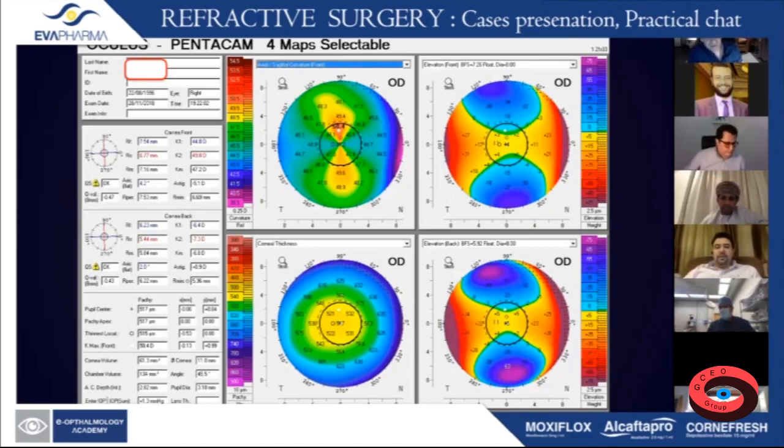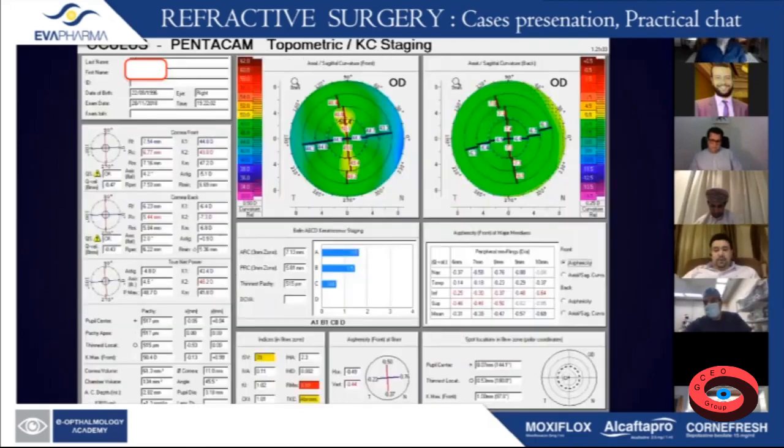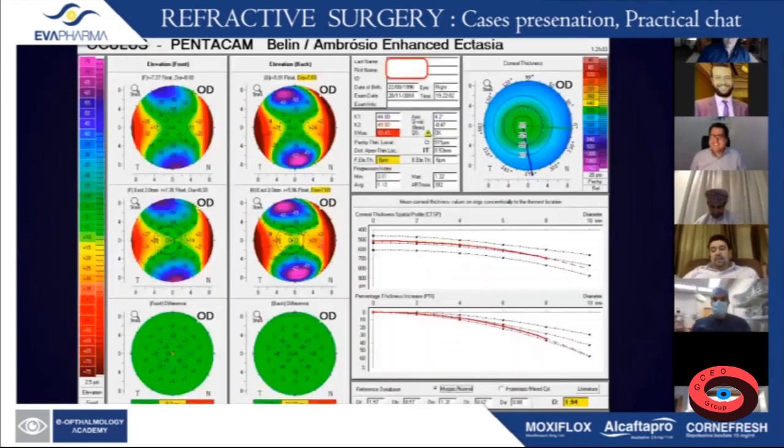You can have a look at the Holladay analysis, and you can see the anterior elevation and posterior elevation plotted against the best fit ellipsoid, which is automated in this report. You can see there is no ectatic area in the central area, which makes you feel like it's an ectatic condition. And you can have a look at the topometric staging system here, also some abnormal indices. And here is the BAD display. I know Renato would like to have a look at this, but it's above normal limits.